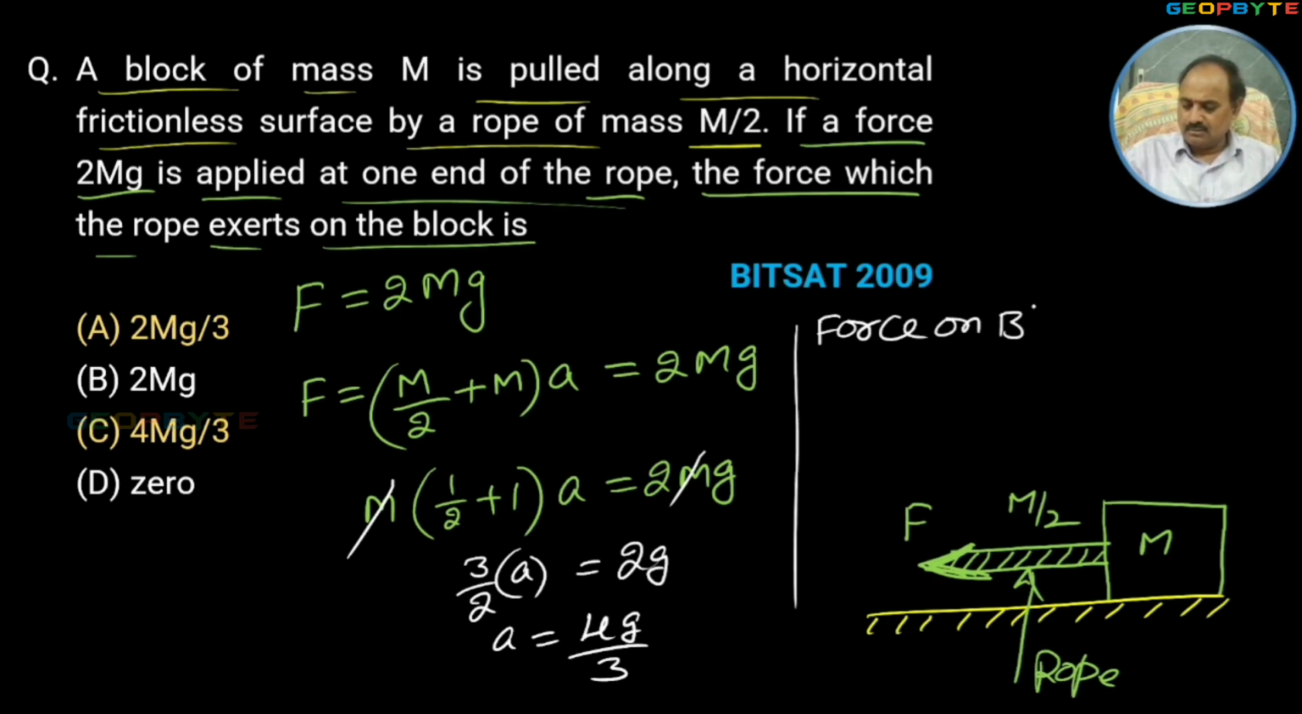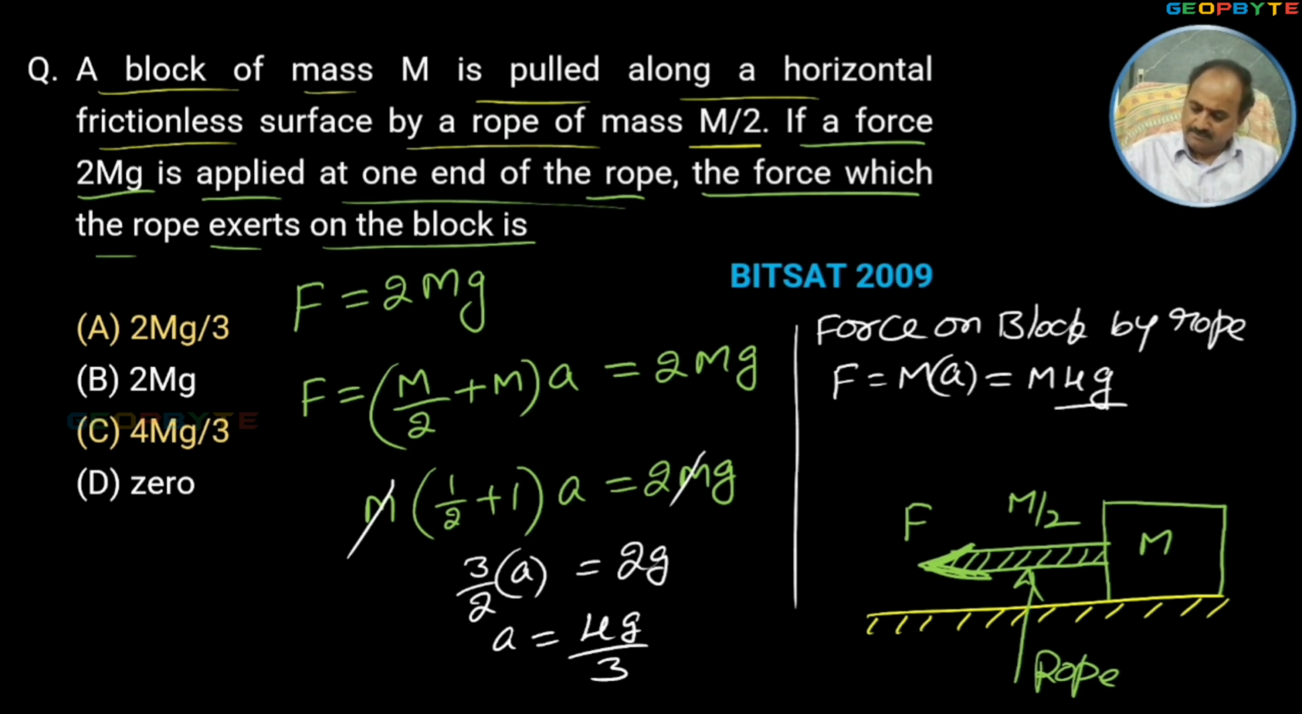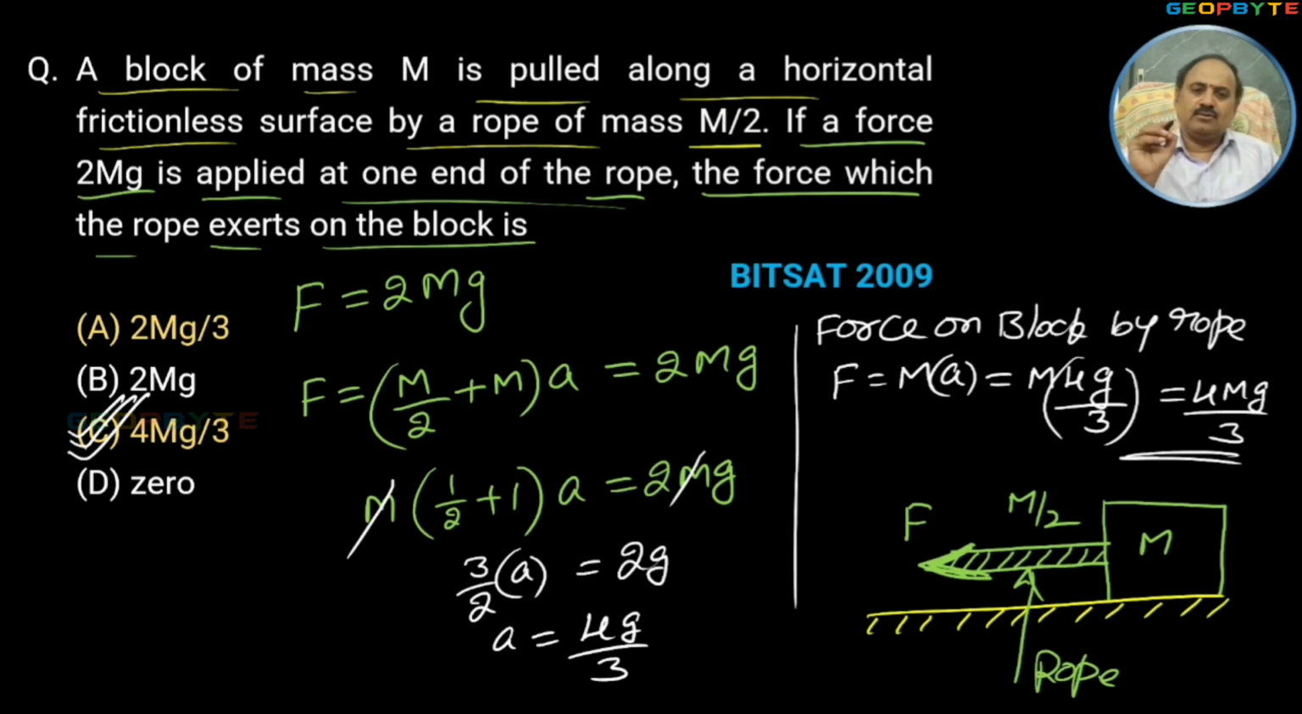Then force on the block by the rope, F equals mass of the block into acceleration. It is equal to mass of the block M into acceleration 4g by 3. That's the answer: 4mg by 3. That is the force acting on the block by the rope. Look at option C. Option C is absolutely correct.